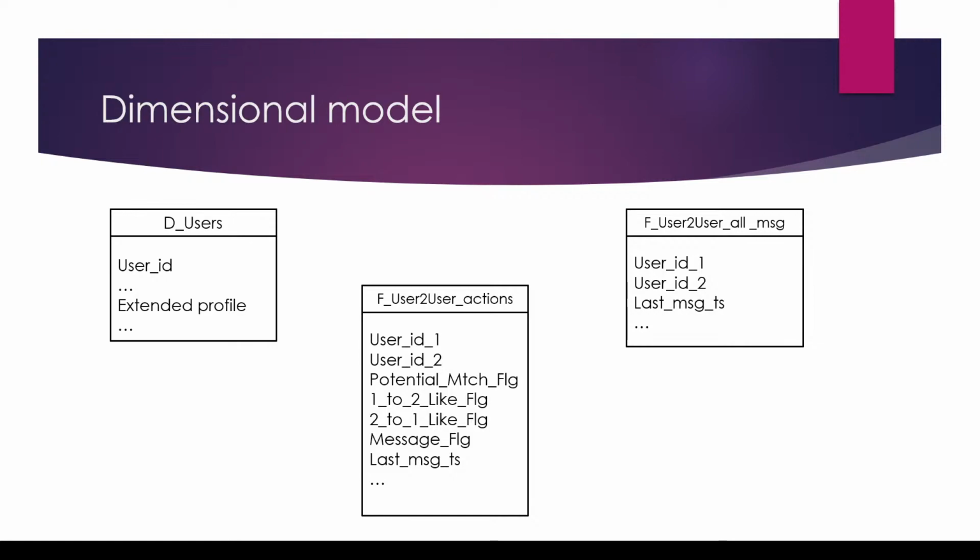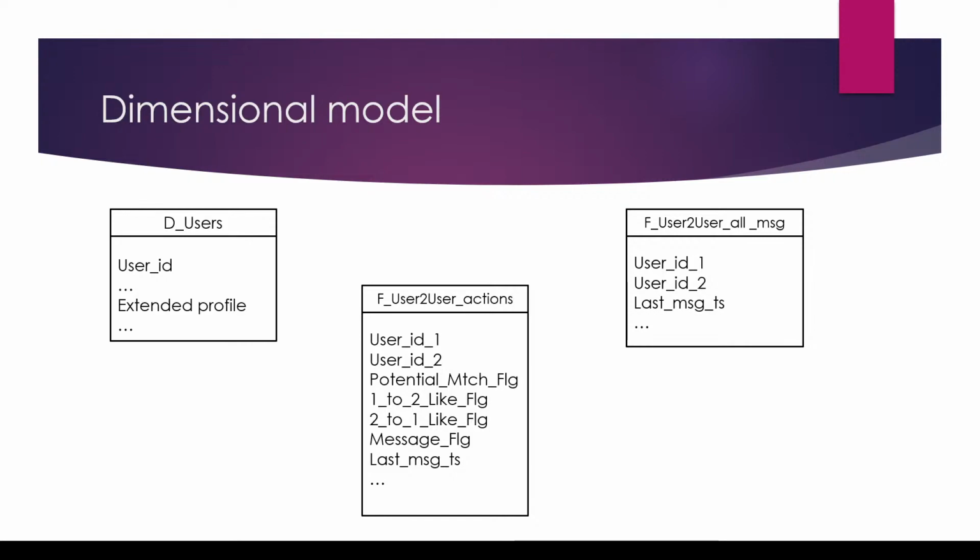And then when one person, user ID 1, actually likes user ID 2, then the first flag, 1 to 2 like flag, would get populated as yes. If they dislike, it would be populated as no. And then if 2 also likes it, then both the flags would be populated as y. And if both are populated as y, we know that they are a final match. And then the message flag would turn on whenever somebody messages the other person, and the last message timestamp would get updated on this. So this is the way I saw it.